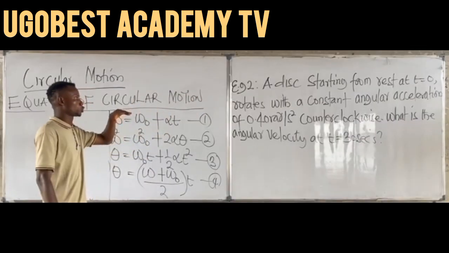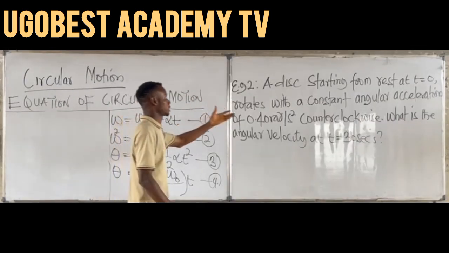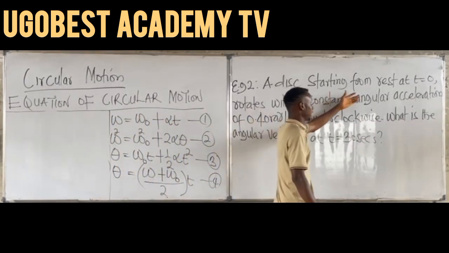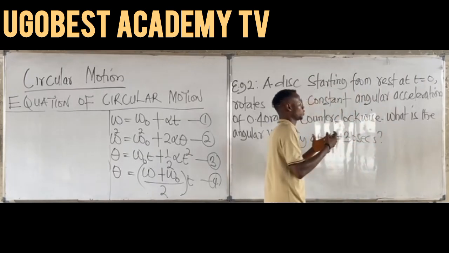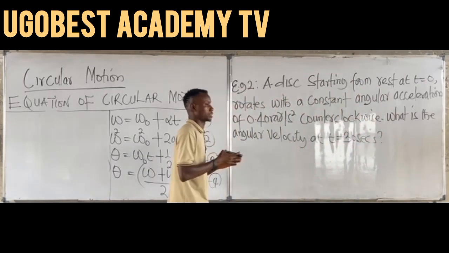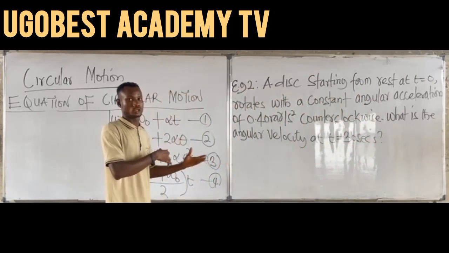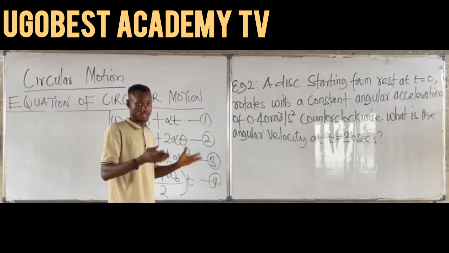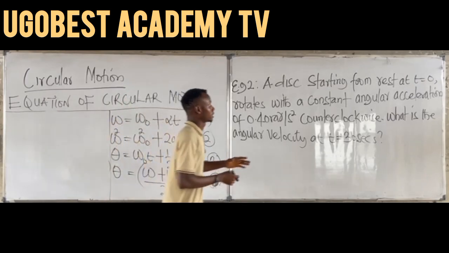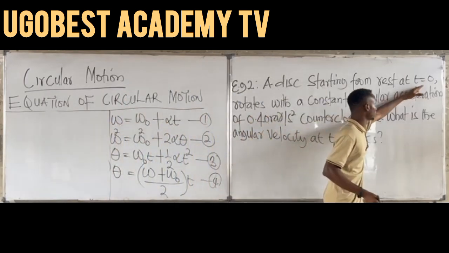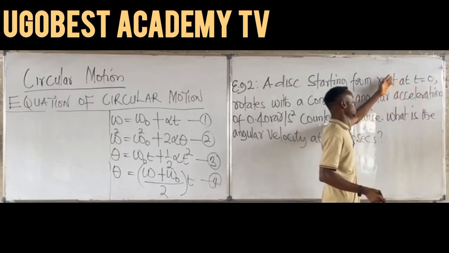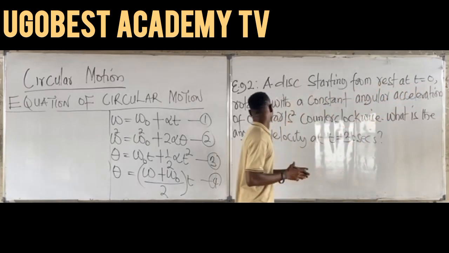Alright, let's take question 2 here. A disk starting from rest. Now, I told you guys when an object is starting from rest, that the initial velocity of that is what? 0, right? Okay. At t equal to 0 here. Now this t equal to 0 here means that the object is at rest.